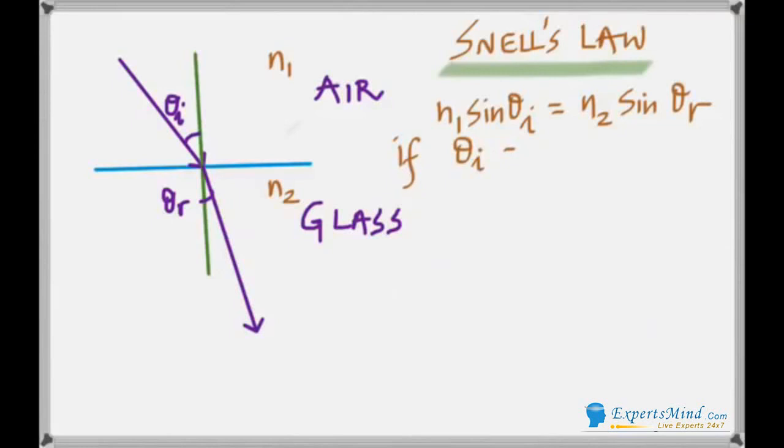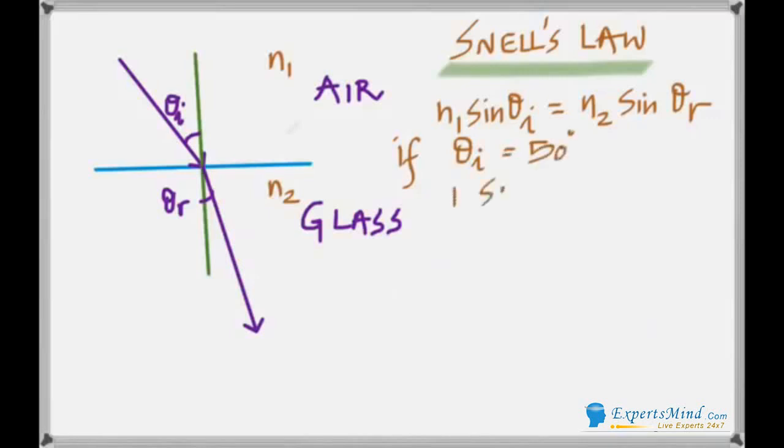N1 sine theta I. You multiply the refractive index with the sine of the angle in that material. You understand? Don't cram that formula. Take it that way: multiply the refractive index with the sine of the angle in that material.